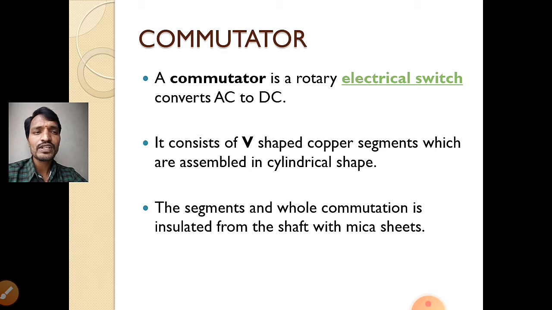This commutator consists of V-shaped copper segments which are assembled in a cylindrical shape, okay. These V-shaped copper bars are fitted in a cylindrical shape. The segments and the whole commutator are insulated from the shaft with mica sheets. From the shaft to the commutator, insulation is provided which is made of a material called mica. Mica is used as an insulator in this process, okay.